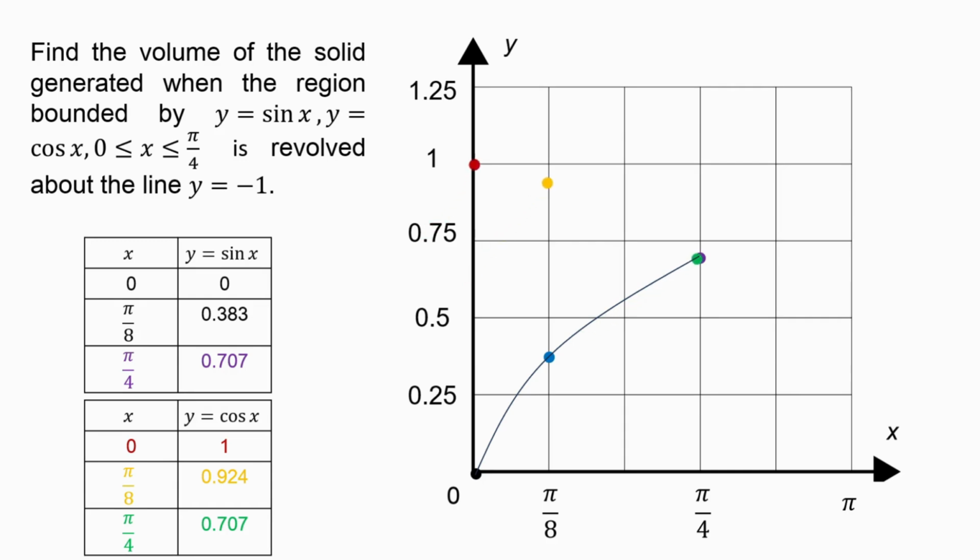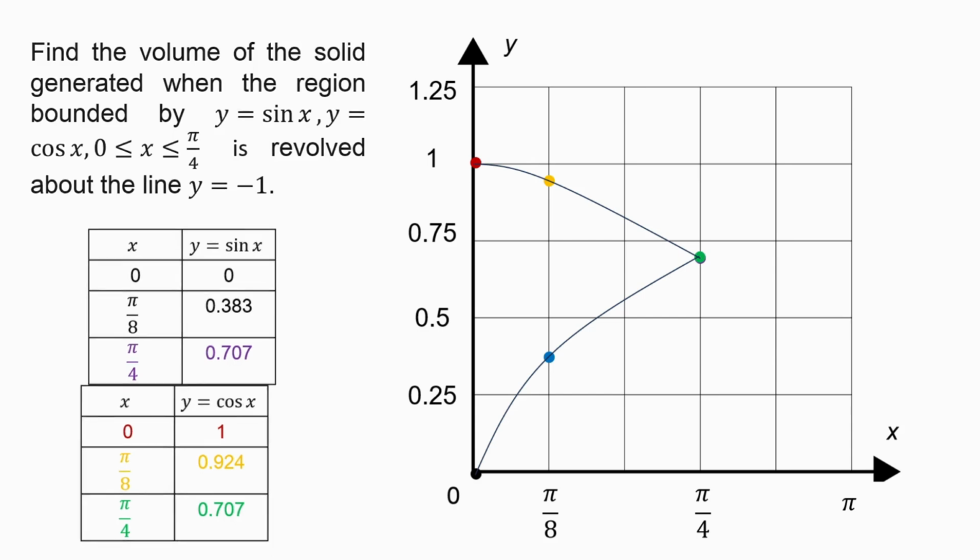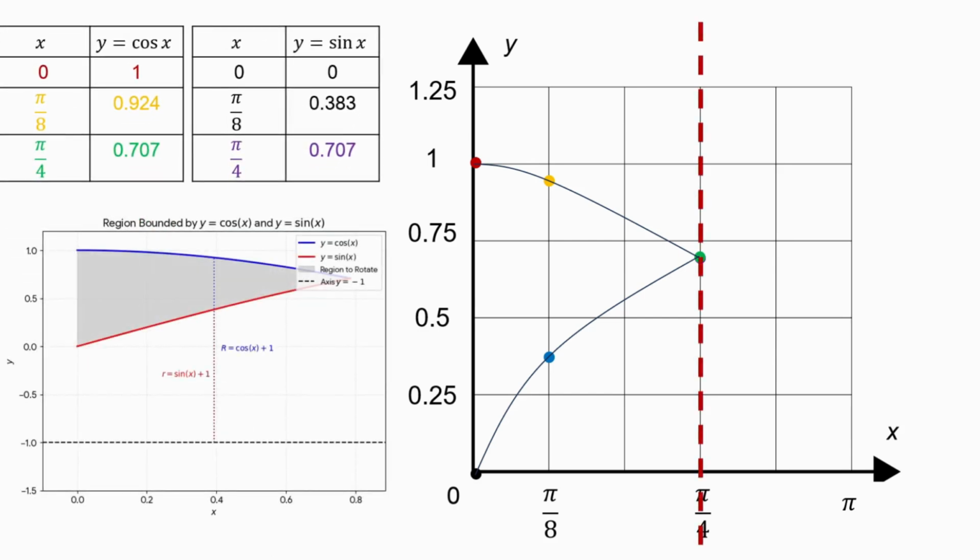Next, we plot the points for y equals cosine x on the same graph. Connecting these points forms the cosine curve, which decreases over the interval, contrasting with the sine curve. With both graphs drawn, we can see the relationship. Over the interval, y equals cosine x is above y equals sine x, and the curves intersect at x equals pi over 4. The region between these curves is what we will revolve around y equals negative 1, as you can see in the graph on the left.